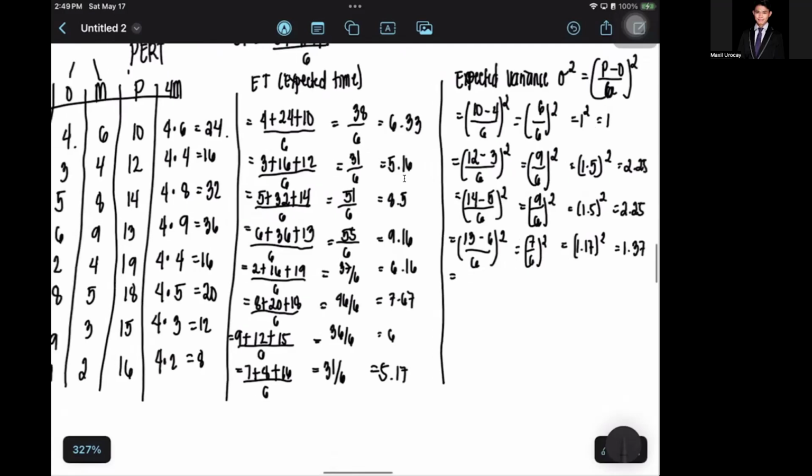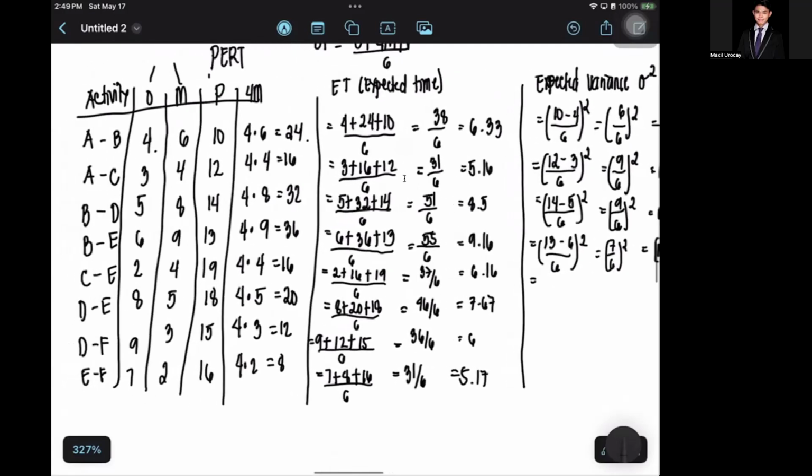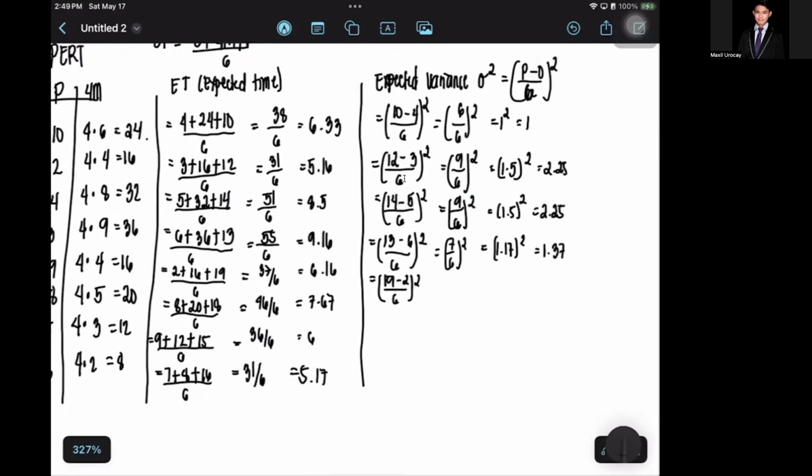Next will be, we're done with here, 19 minus 2 over 6, squared. 19 minus 2 equals 17.